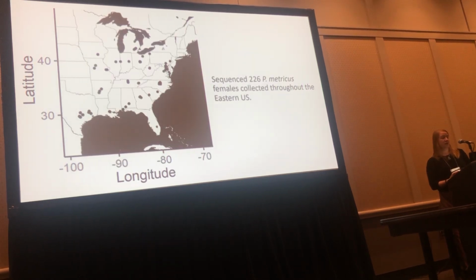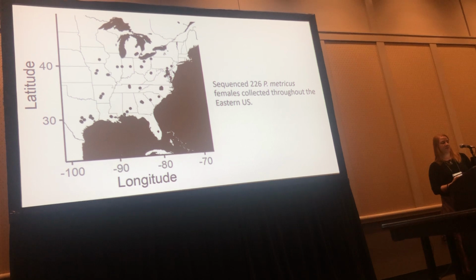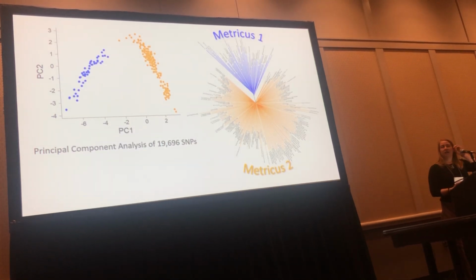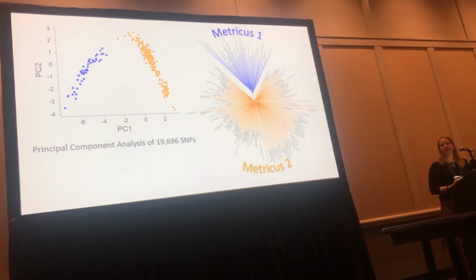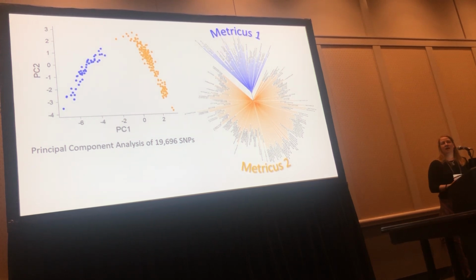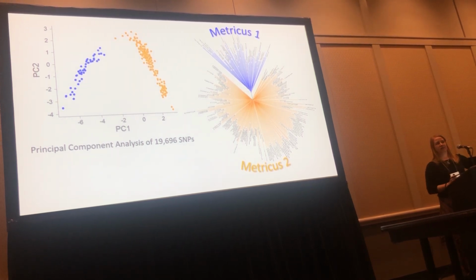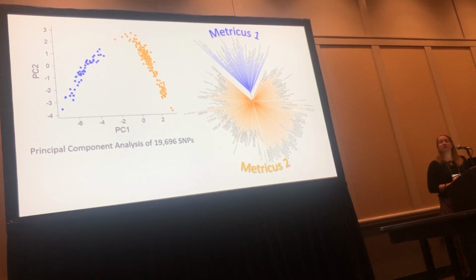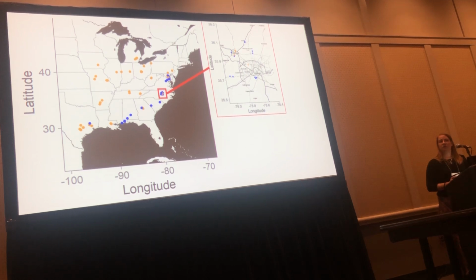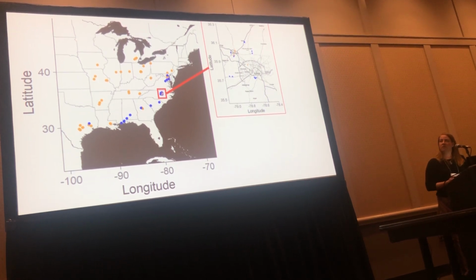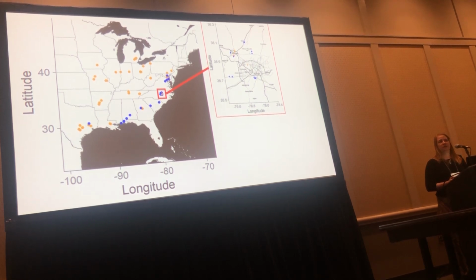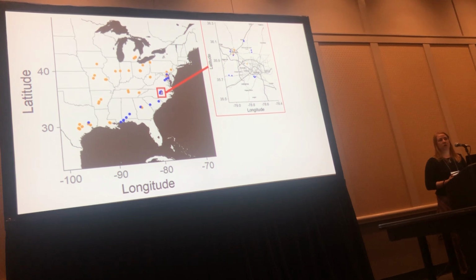So what we did is we collected and sequenced 226 metricus females from throughout the eastern United States. And when we put them into a principal component analysis, to my surprise, we popped out two distinct clades. And just in case you're worried about this affecting the results that I talked about before, everything I talked about before was actually just the metricus 1 clade. If you map this back onto their distribution, we see maybe something suggestive of an Appalachian divide, but there are also regions in which these two distinct groups occur together in sympatry.